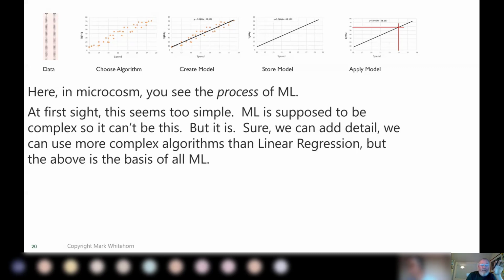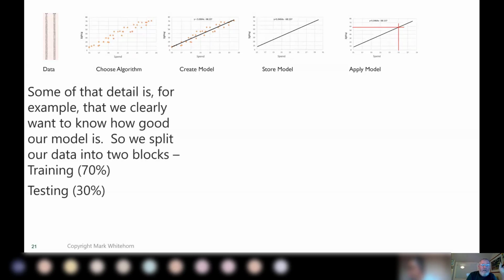Now, to give you some idea of how that process can become more complicated, and we can just add detail to it. A good example of why we would add detail and make it more complex is we create this model here. But a good question is, how good is that model? Is it a really good model or a bad one? And unless you test it, you're never going to know whether it's any good. So one of the things we really commonly do with machine learning is build the model, create it, and then test it to see how good it is.